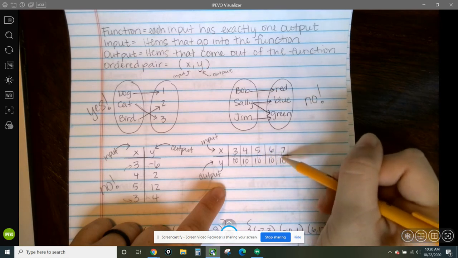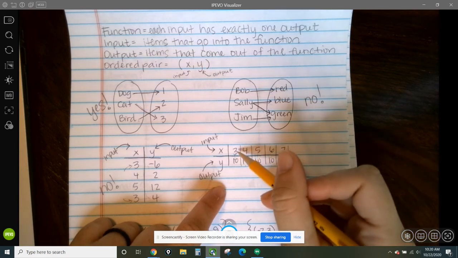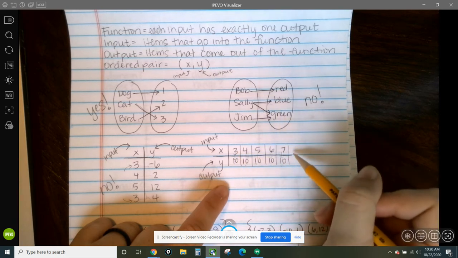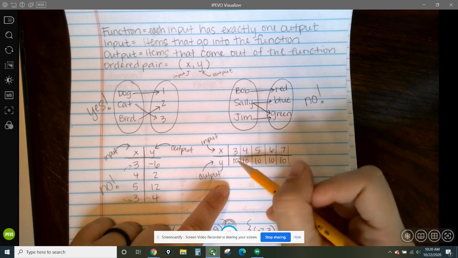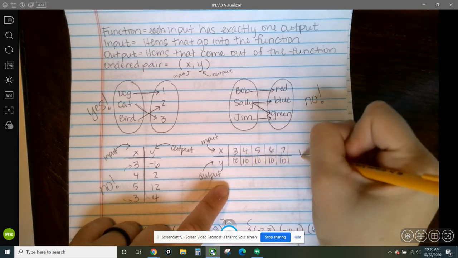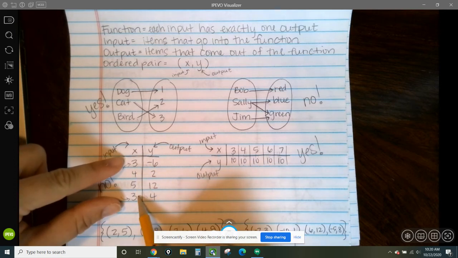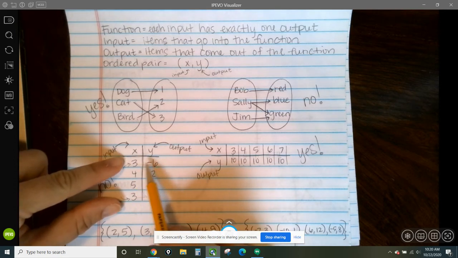That's fine. But there wasn't like 3 got 10 and then later 3 got 17 or something. So this is fine. It's okay if they all have the same output. That's a yes. It just matters if one of the inputs gets 2 different numbers. That's not okay.